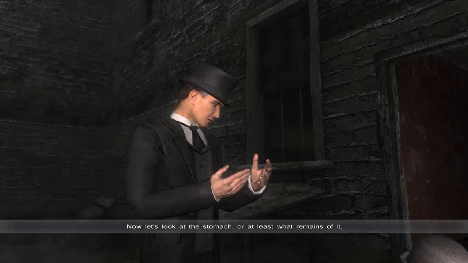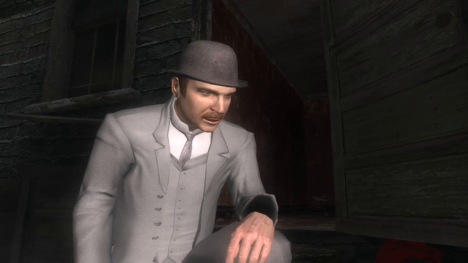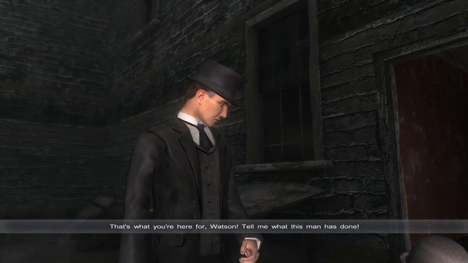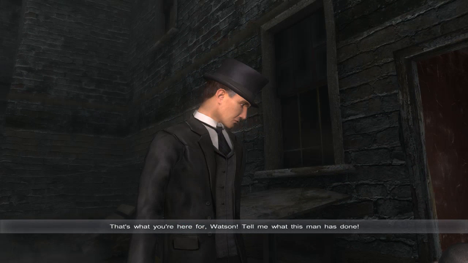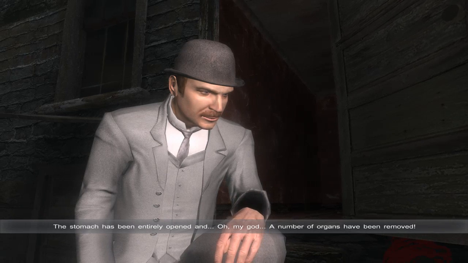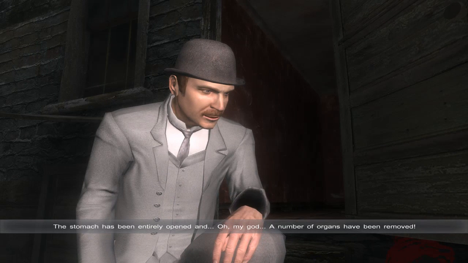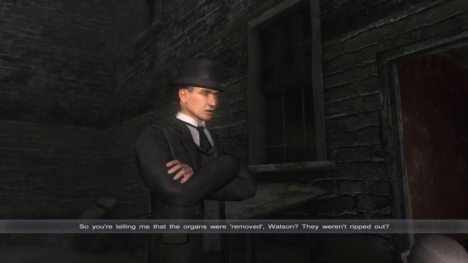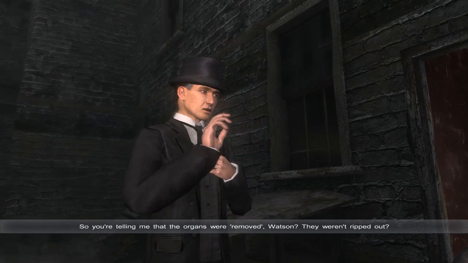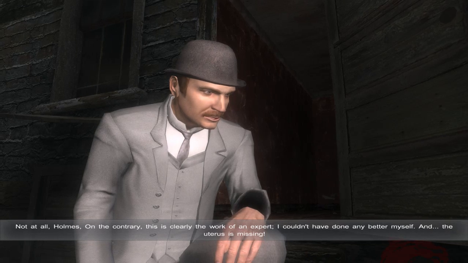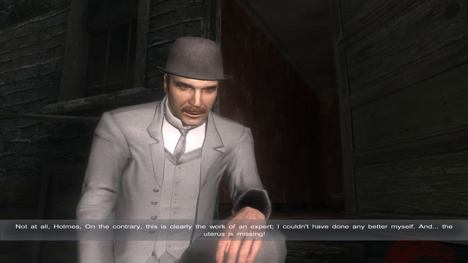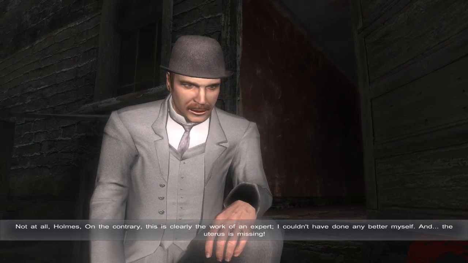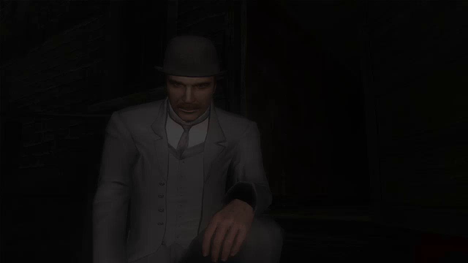Now, let's look at the stomach, or at least what remains of it. It's dreadful, Holmes. Who could do that to someone? That's what you're here for, Watson. Tell me what this man has done. The stomach has been entirely opened and... oh, my God! A number of organs have been removed. So, you're telling me that the organs were removed, Watson? They weren't ripped out? Not at all, Holmes. On the contrary, this is clearly the work of an expert. I couldn't have done any better myself. And the uterus is missing. Okay.